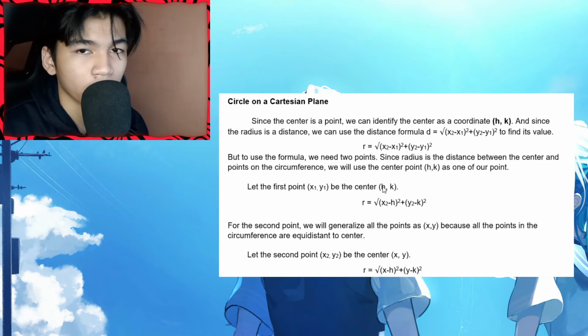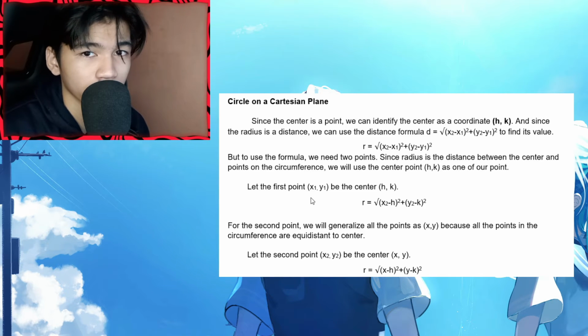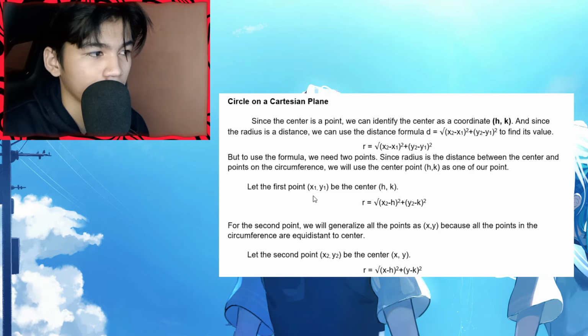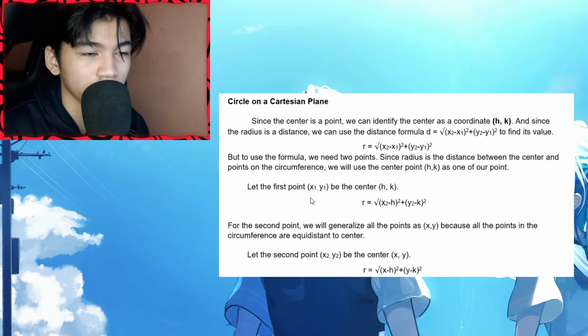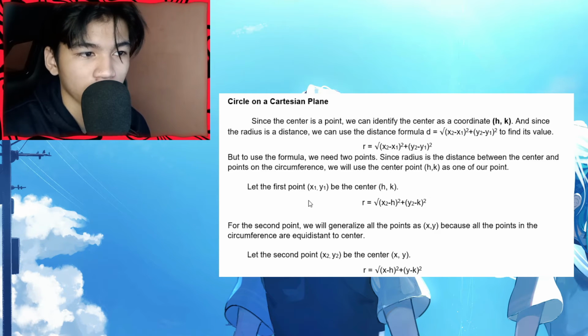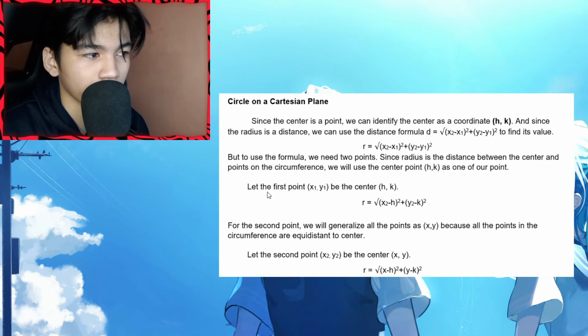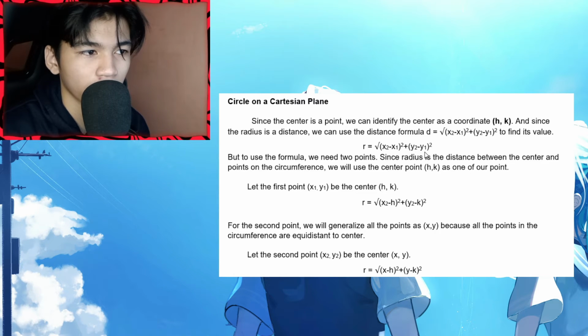But to use the formula, we need 2 points. Since radius is the distance between the center and points on the circumference, we will use the center point h and k as one of our points. So h and k is our center point. Let the first point x1, y1 be the center h and k. So here's the x1 and y1. Now we're going to replace that with h and k, as you can see here.